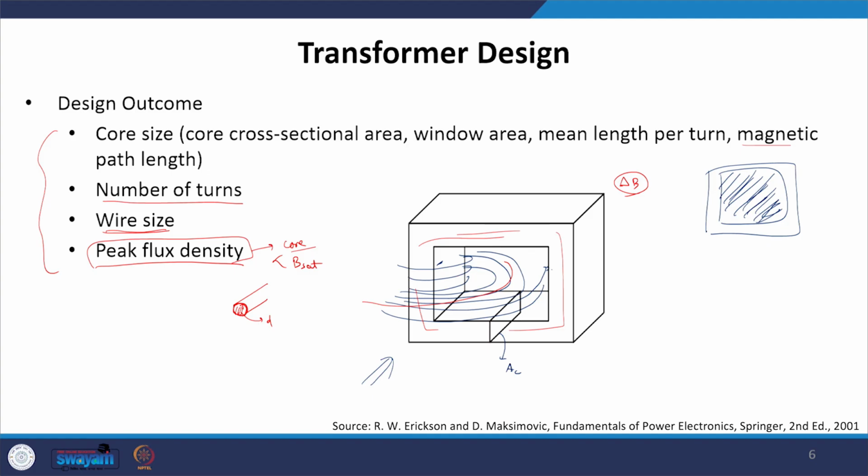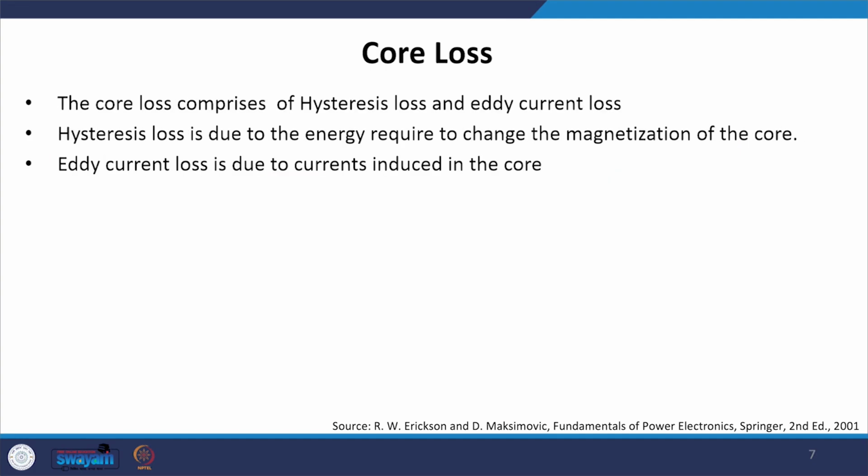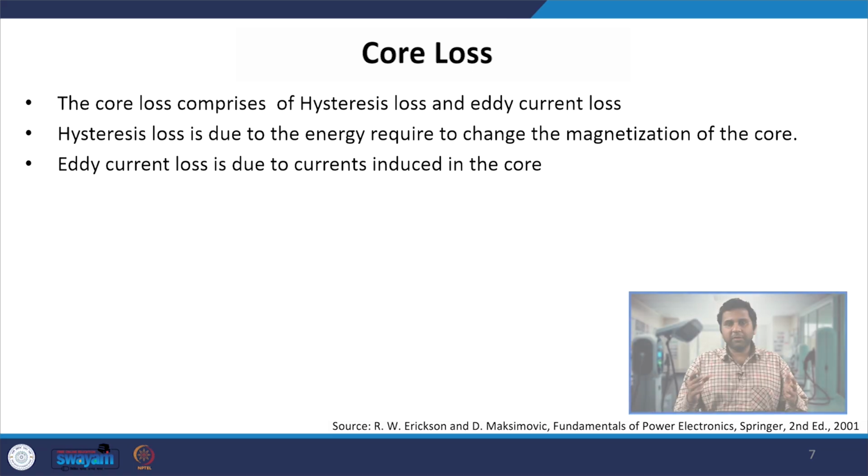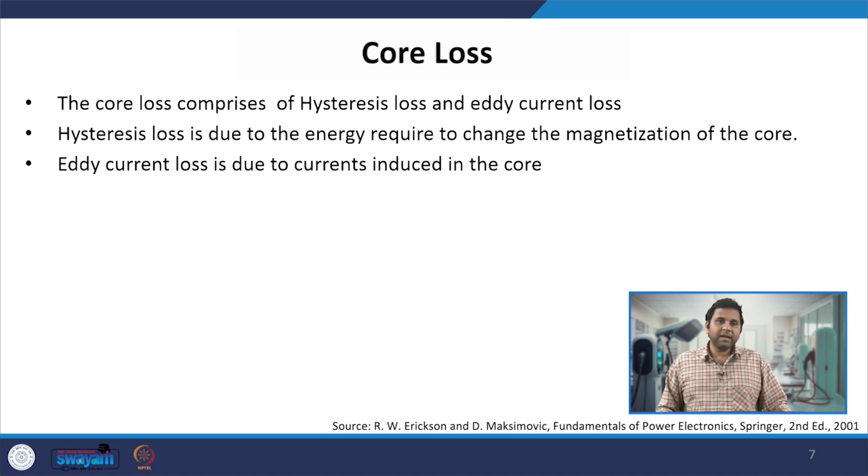So for that, let us first understand the core loss in the transformer, and using that understanding we will be able to estimate some of the design outcomes or some of the dimensional quantities. Now, as we know, the core means the core material, the ferromagnetic material which is used to generate the flux. In the core we have losses associated with it, and those losses are the hysteresis loss and the eddy current loss. There are two kinds of losses associated with it.